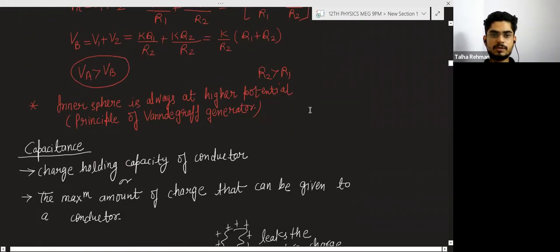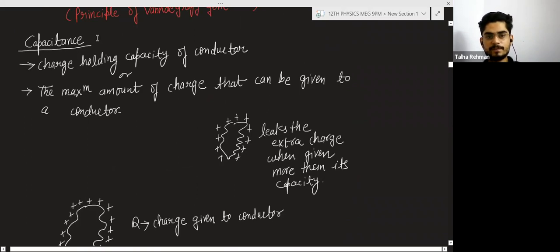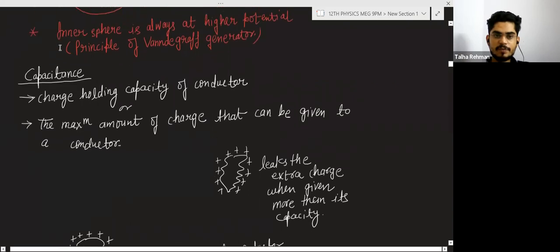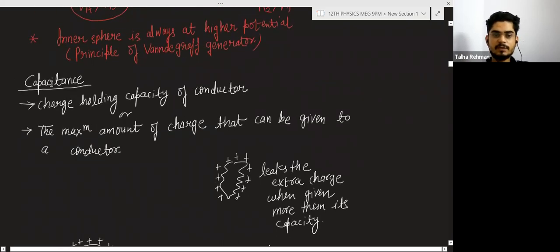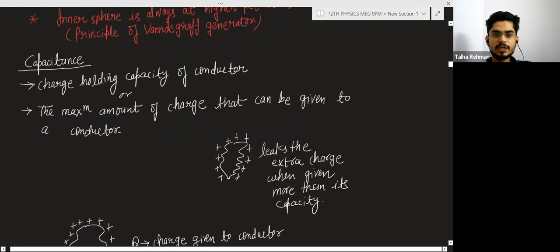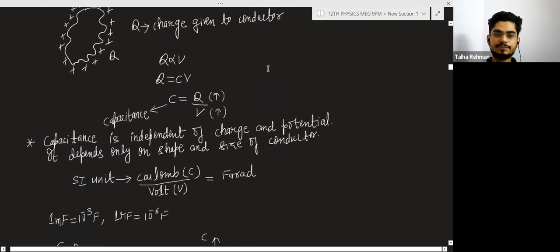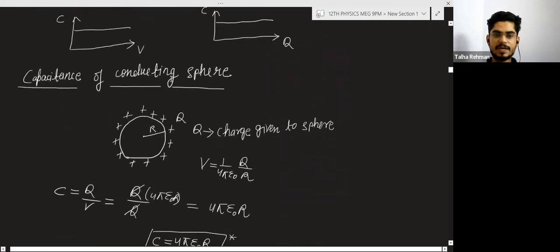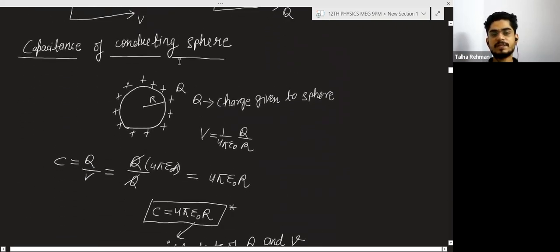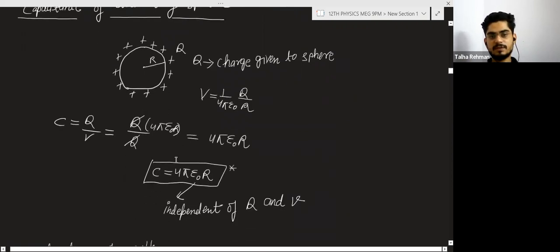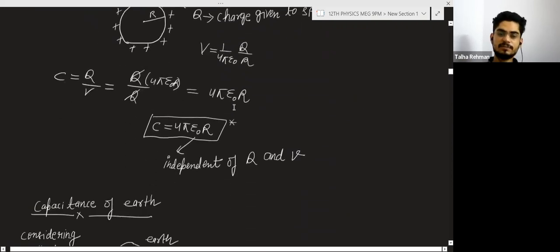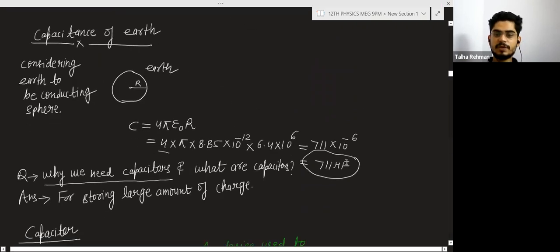From here, you have to revise, and I am just revising with you also. I'm just taking 10 or 15 minutes. So capacitance: I have told you, capacitance is the capacity to hold charge. After that we calculated the capacitance of a conducting sphere, C is equal to 4 pi epsilon naught R. The capacity of earth is this.